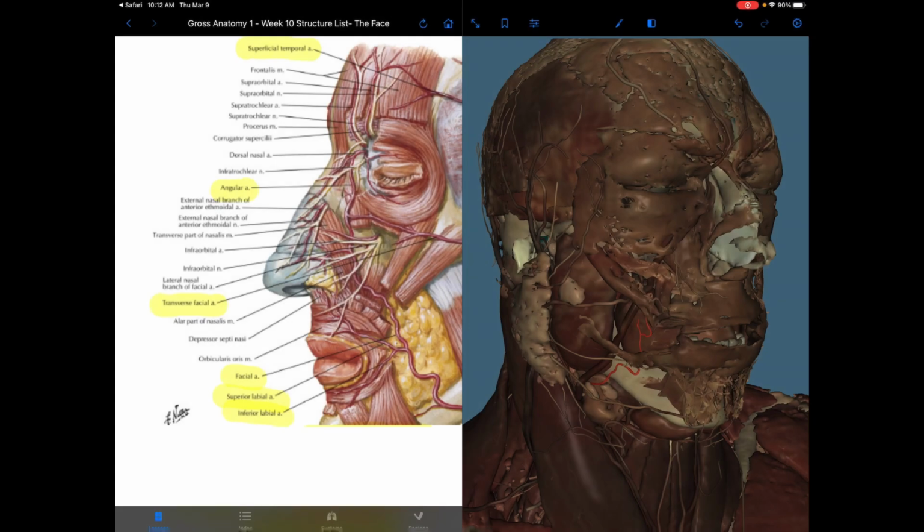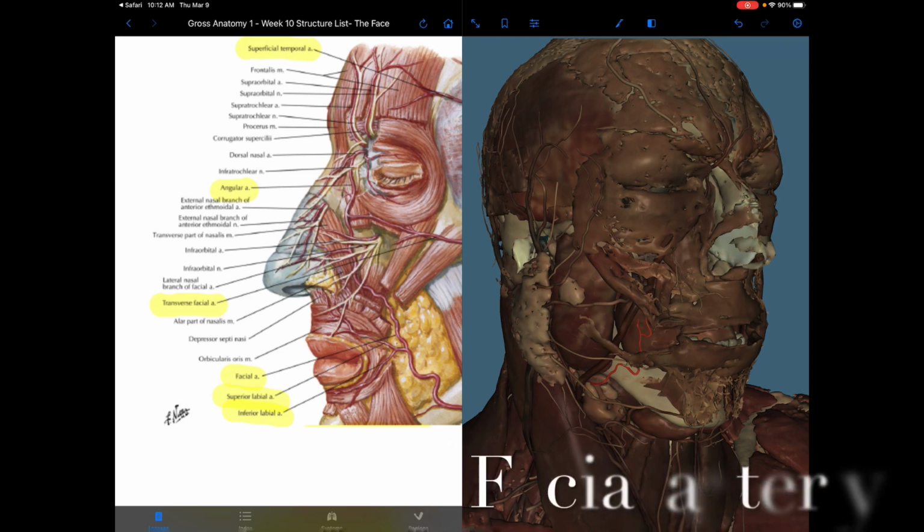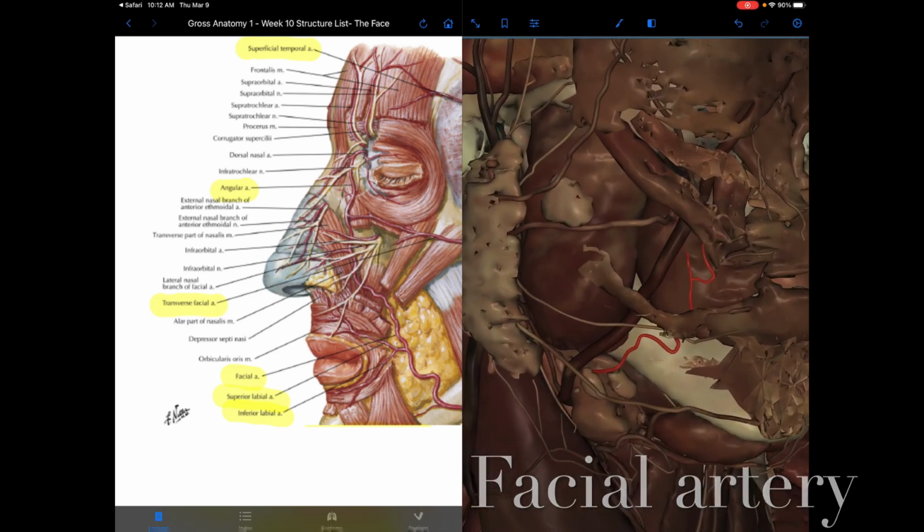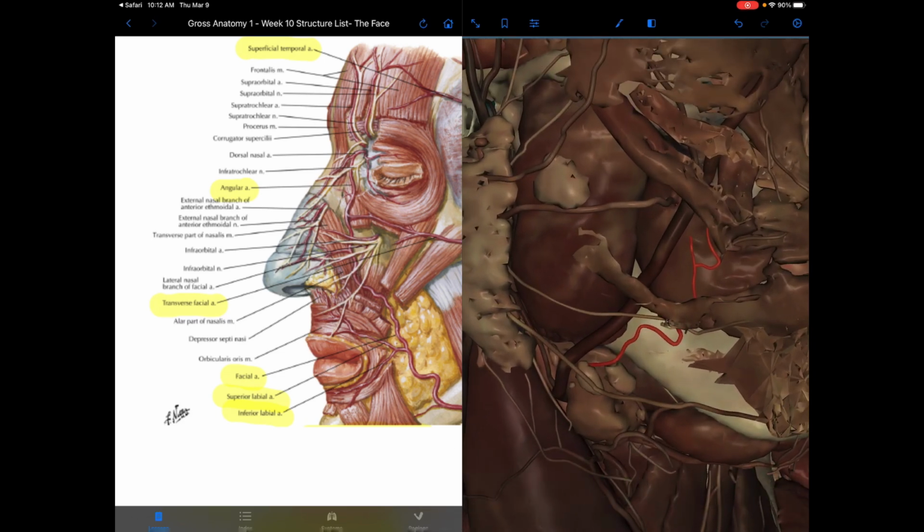As for the arteries of the face, these are derived from branches of the external and internal carotid arteries. They have terminal branches that supply the face and anastomose freely, and many arteries accompany the cutaneous nerves and have some of the same names as the nerves. We're going to start with the facial artery, which is the one you're observing here in red. This one is the main source of blood supply to the face.